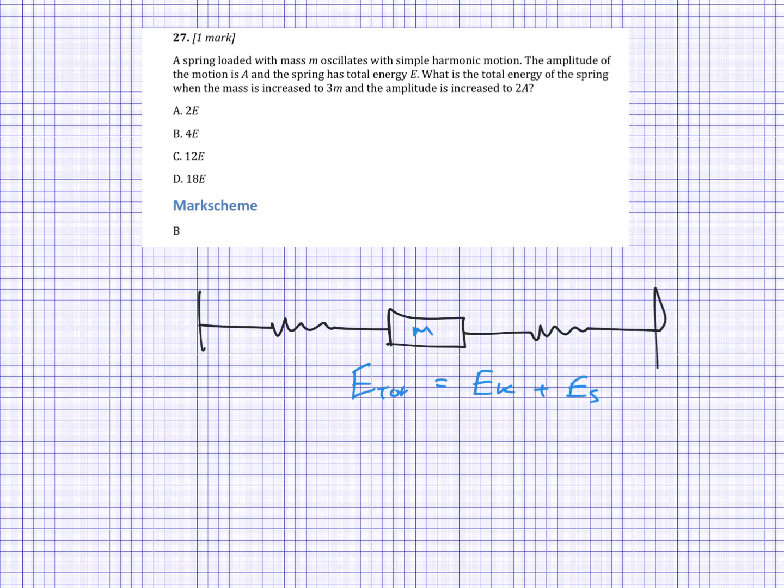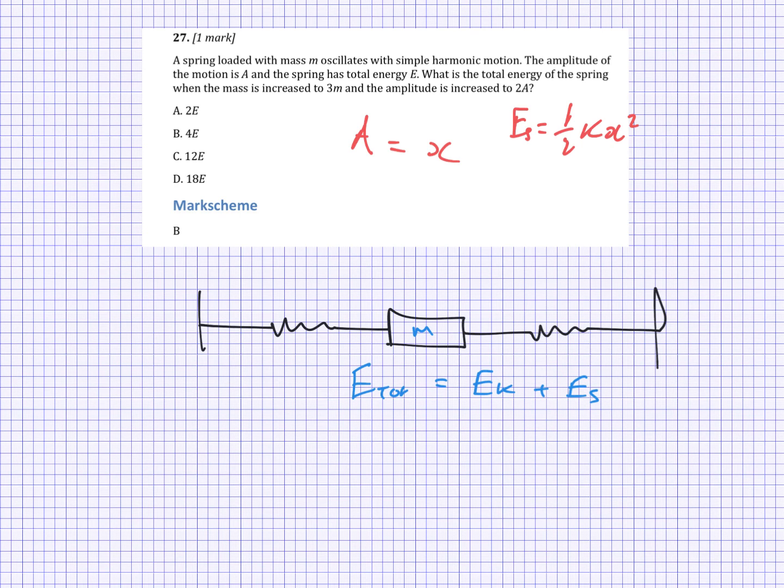For question 27, I think that was the other one you were asking about. This one I think is keyed correctly. I think this is just a case of interpreting where the energies are in the system. So we have a spring loaded with a mass oscillating in simple harmonic motion. We're given the amplitude of the motion, which I think we probably want to interpret as the displacement, so the x, if we're using the 1/2 kx squared equation for the energy of the spring.